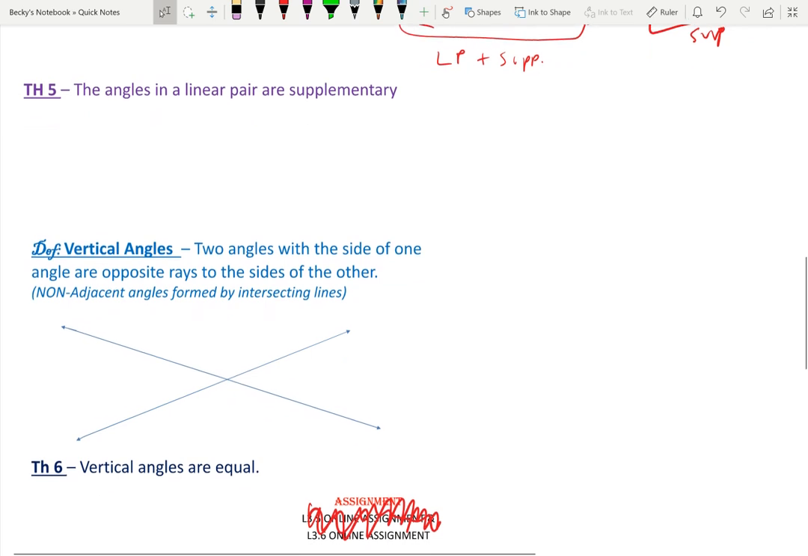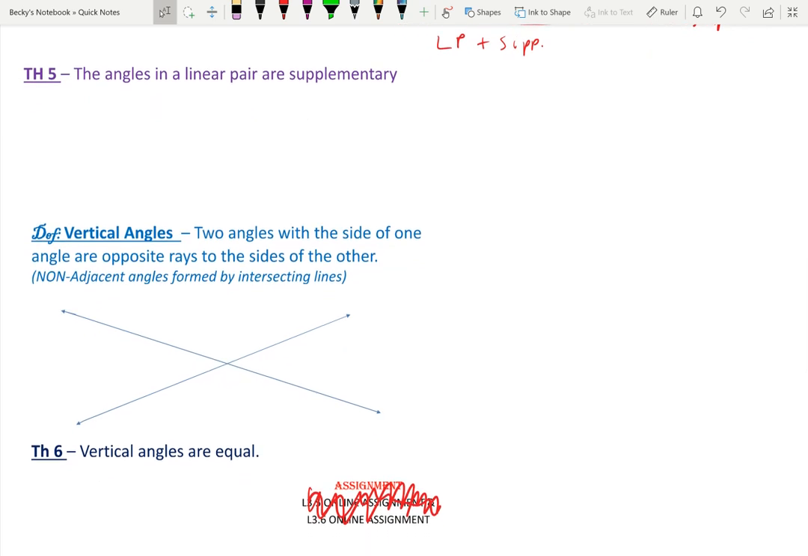All right, vertical angles. Now, vertical angles, we use these all year long. Well, we use everything all year long. Who am I kidding? I'll read you the book definition and then my definition in italics. This is two angles where the sides of one angle are opposite rays to the sides of the other. And I think that's really confusing.